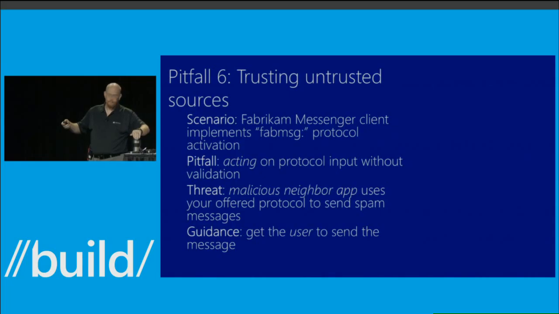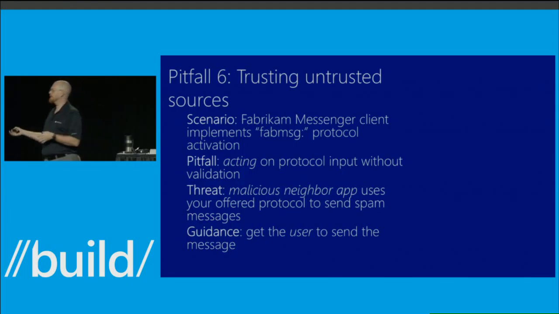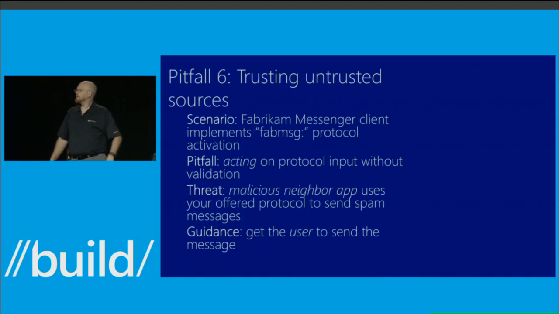Pitfall number 6. Trusting untrusted sources. The scenario here is, suppose the Fabricam company created an instant messaging app. It's for all that texting thing the kids do these days. And you offer a protocol, which is an invitation to other apps to use your app to do a thing. In this case, it's send text messages. Yay, so I can fab message my pals about this cool stuff that I just found over here by using the protocol. The pitfall is acting on the protocol without user validation.